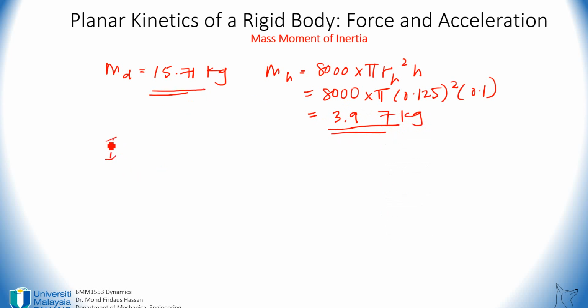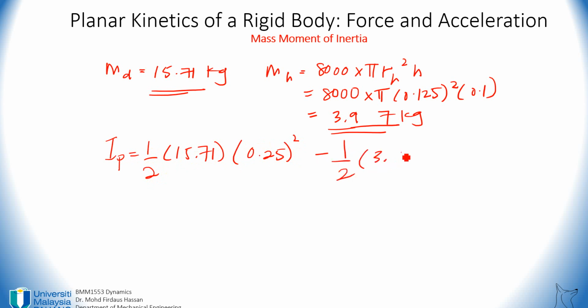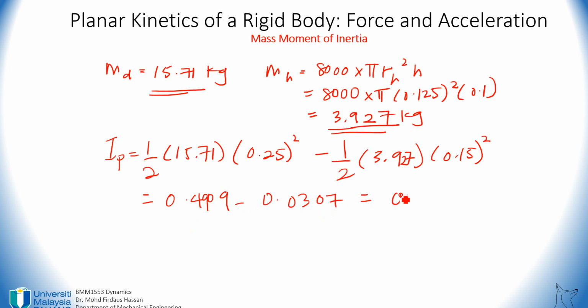Now you can solve the problem of I plate, which is 1 over 2 times the mass of the disk, 15.71 kilogram, times R squared, 0.25 meters squared, minus 1 over 2 times 3.927 times 0.125 squared. Then your answer here is 0.4909 minus 0.0307, or 0.4602. Alright, you got the answers.